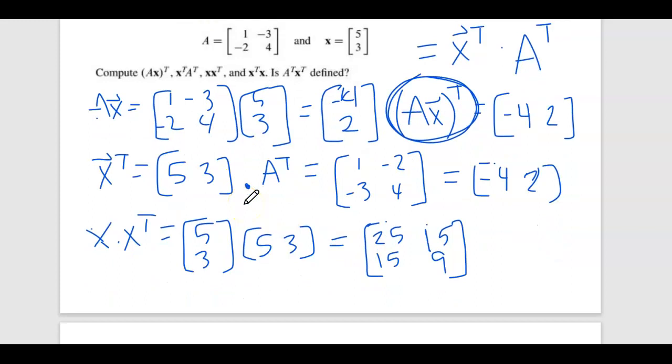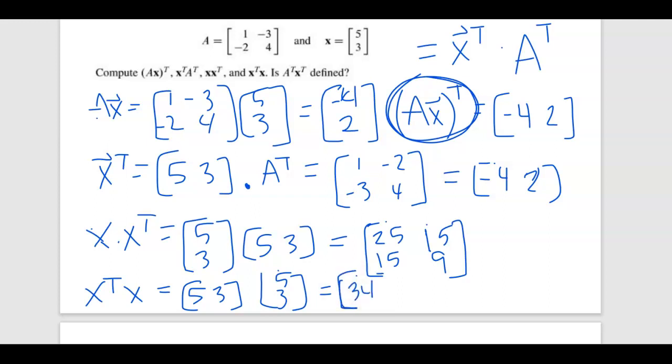All right, let's do the opposite order. What happens when I take X transpose and multiply by X? So this is a 1 by 2, and I'm multiplying this by a 2 by 1. And so notice here, I'm actually only going to get a 1 by 1. I'm going to take 25 plus 9, and I just get a 1 by 1 vector of 34.